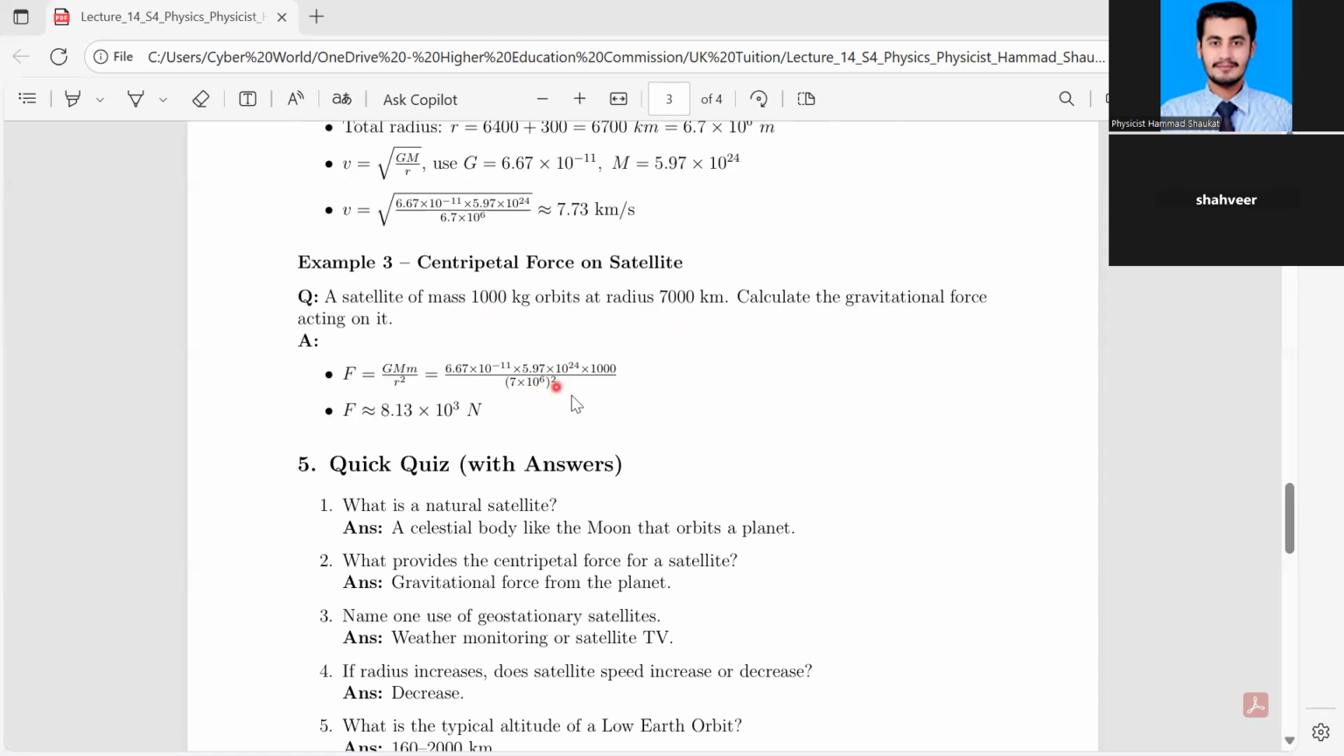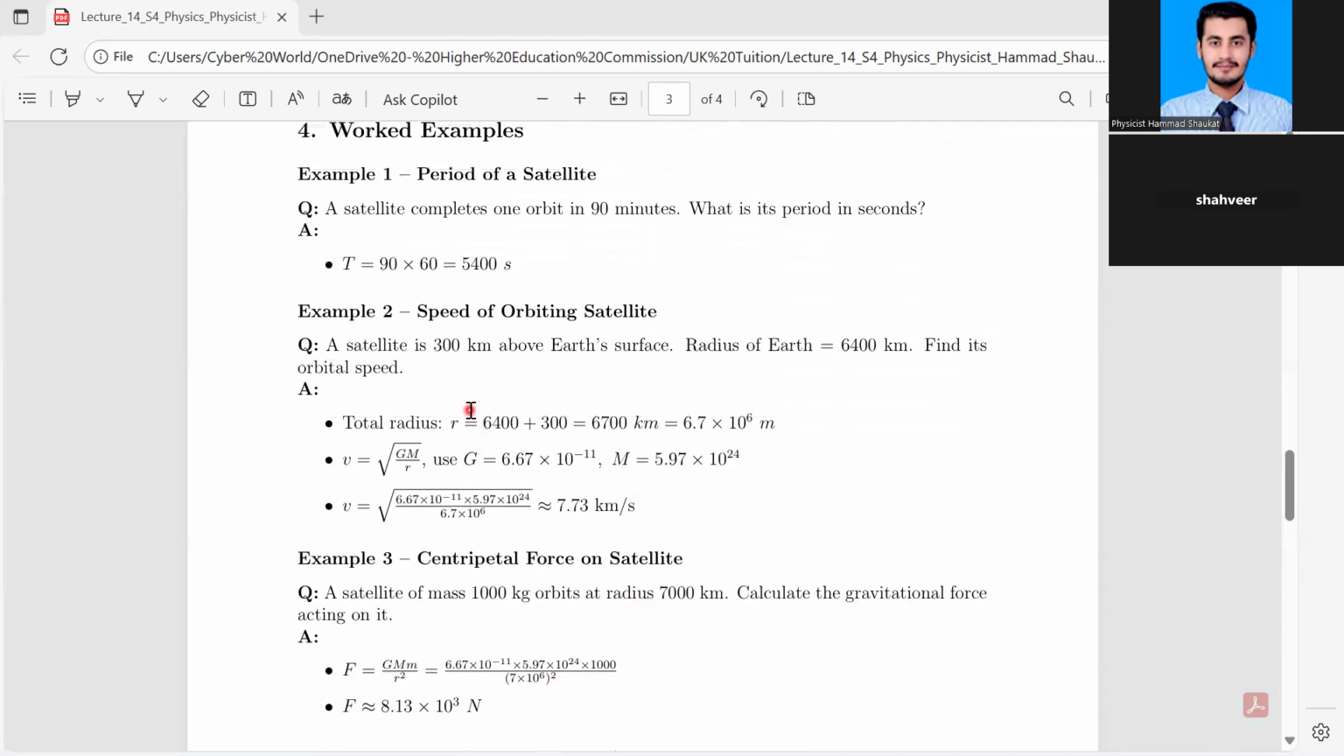Whole square. So now you just have to substitute using a calculator, and you will get your answer, which is approximately equal to 8.13 multiplied by 10 raised to power 3. And what is the unit for force? Newtons. Yes, Newton. So any question related to these problems? No. Okay.